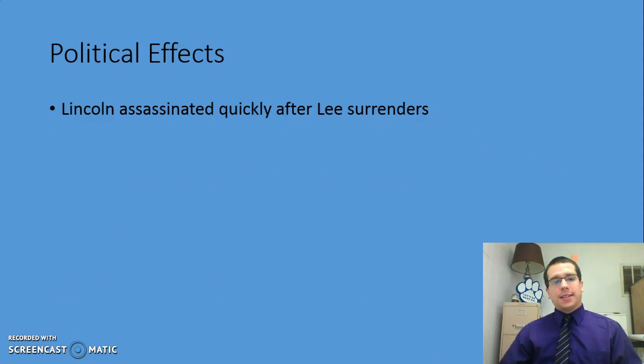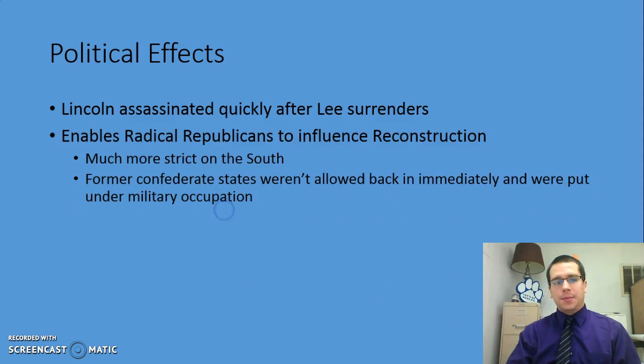More political effects. Well, like I just mentioned, Lincoln is going to be assassinated, and this happens only a few days after Lee surrenders to Grant at the Appomattox Courthouse. Not real cool for the instability that is the United States at the time. This enables radical Republicans in Congress to influence Reconstruction. Without the leadership of Lincoln and with the poor leadership of Andrew Johnson, the radical Republicans are going to be able to do just about anything that they want. They're going to be much more strict on the South.